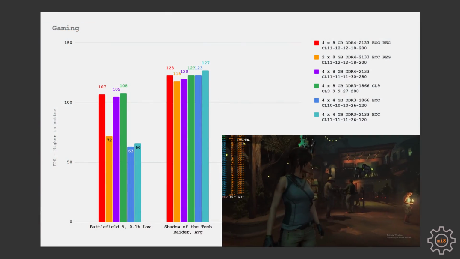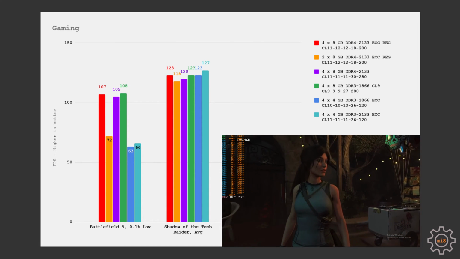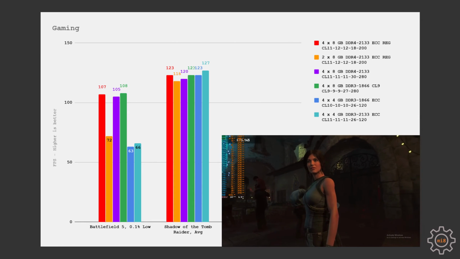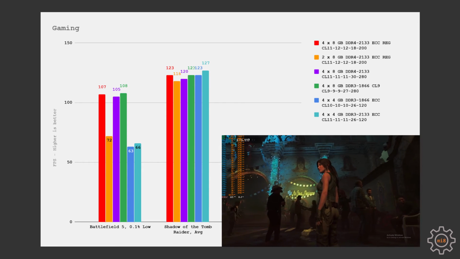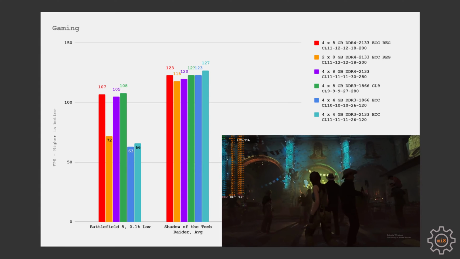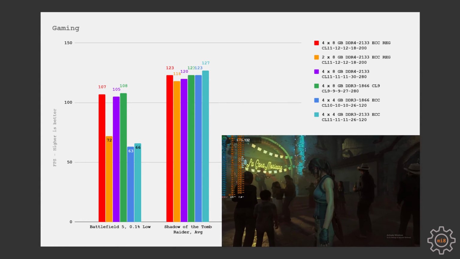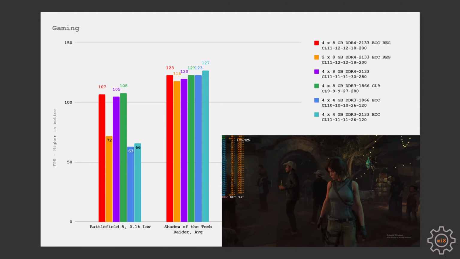Another game which has seen some difference between the tested configurations is Shadow of the Tomb Raider. In this game, I'm using the in-game benchmark and taking the average FPS by the end of the benchmark. Much to my surprise, 16GB of DDR3 in quad-channel configuration running at DDR3 2133 with the timing CL11 is providing the best result, having 127 frames per second in average.